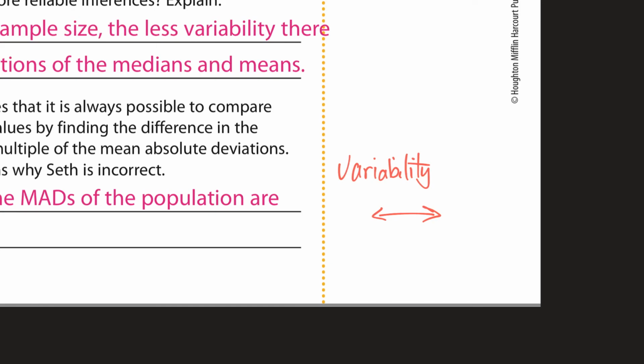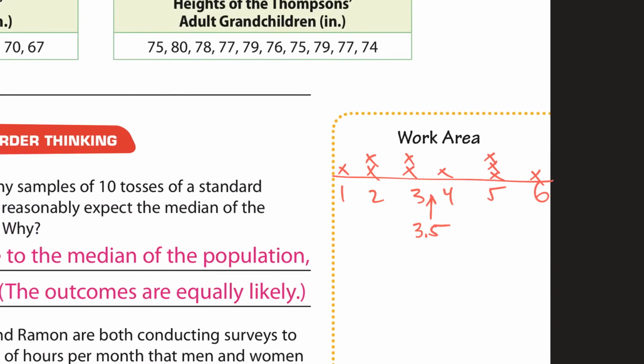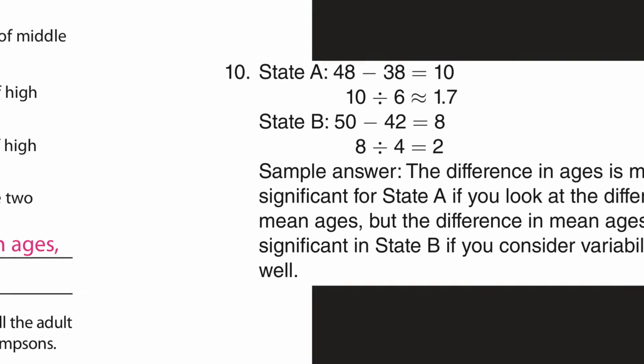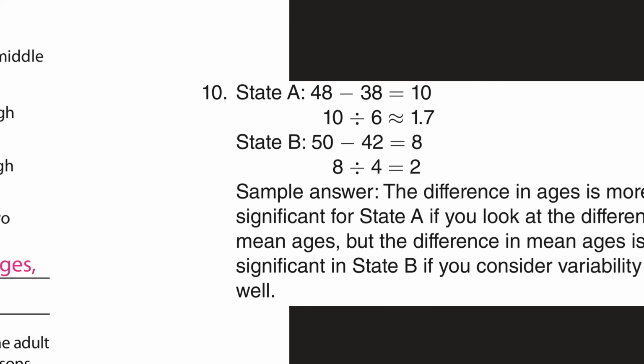Now, if we go back to this problem here, the two populations had different variability, and I think you have to take that into account when you're comparing two populations. If one has a variability of, let's say, 12 and this one had a variability of 1.7, that means that this data is far more spread out than this one. And maybe you shouldn't be comparing them at that point.